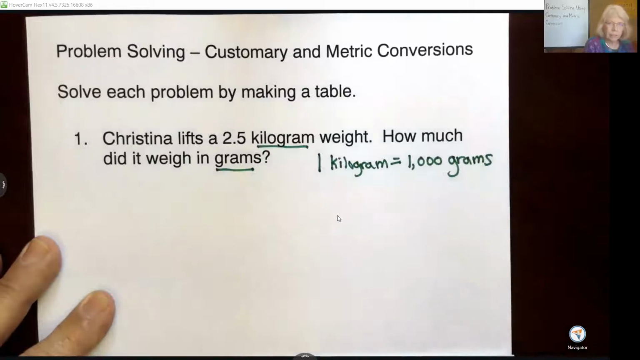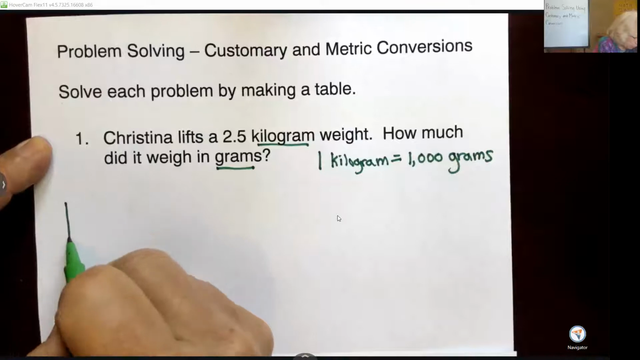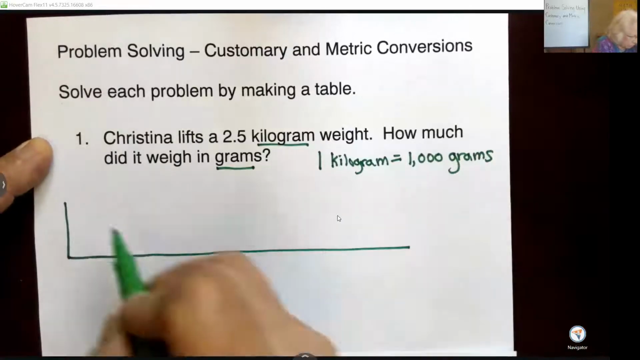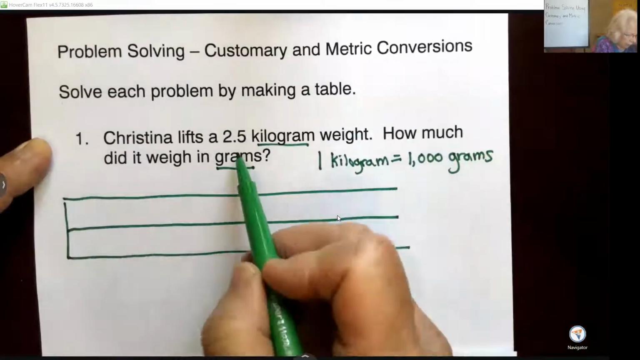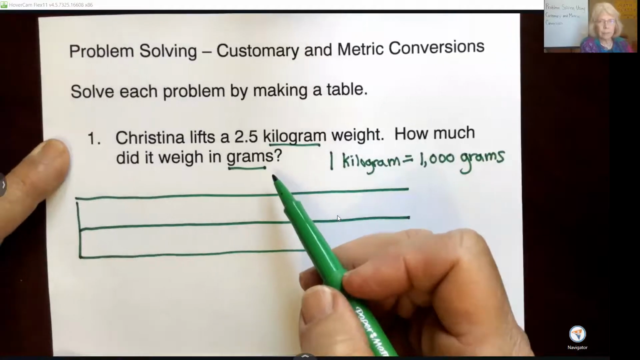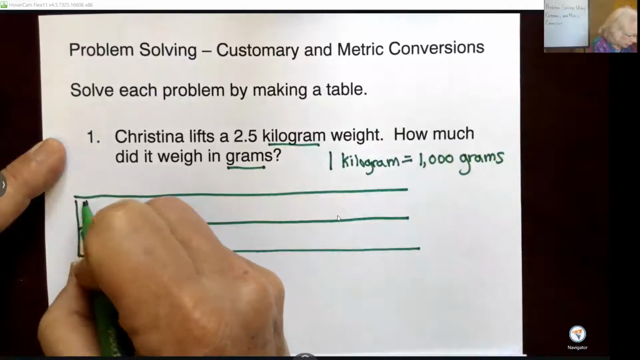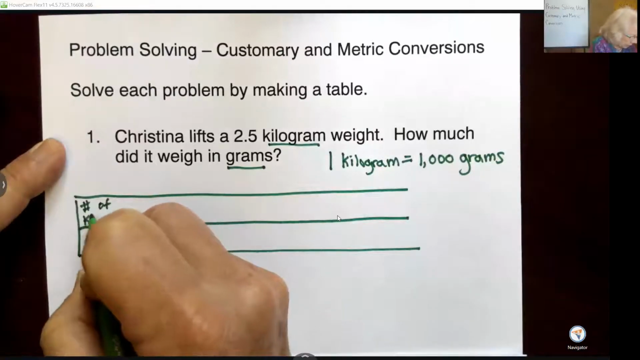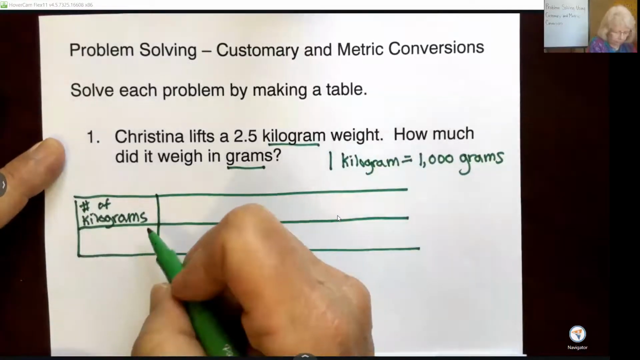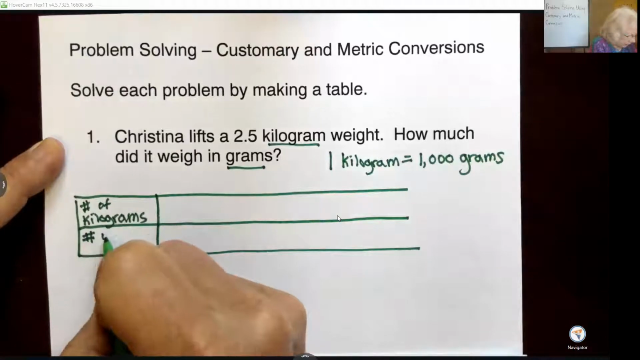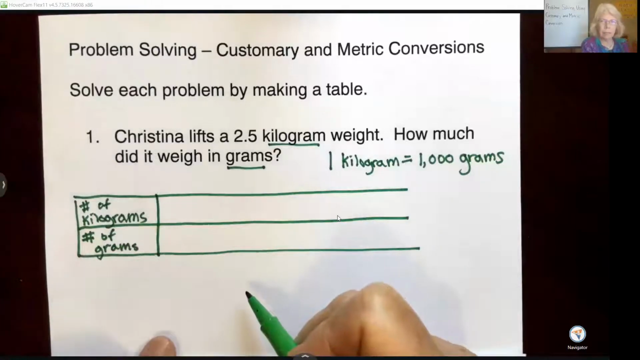Okay. So now we're going to do our chart, and this is what it looks like. So it's going to have 2 rows, and I'm just going to do a rough drawing here. The top row is going to be the first information that they gave me, which is number of kilograms. And the second row is going to be the number of grams. You can write out the word number if you like. I like to use that little hashtag for the abbreviation number.